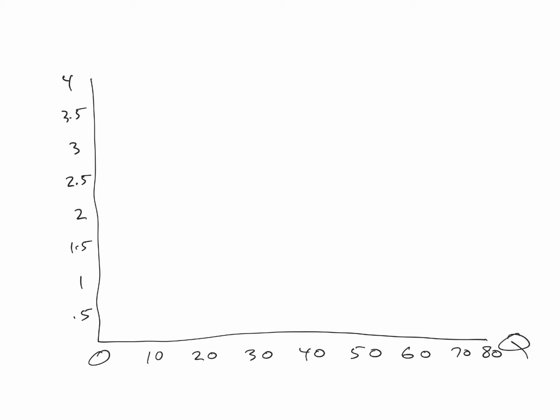I'm going to put Q here. And then I'm going to, well, it's going to take a second here. 0, 10, 20, 30, 40. Okay, and on this axis, we're going to have marginal cost, average variable cost, average total cost. So here we go.